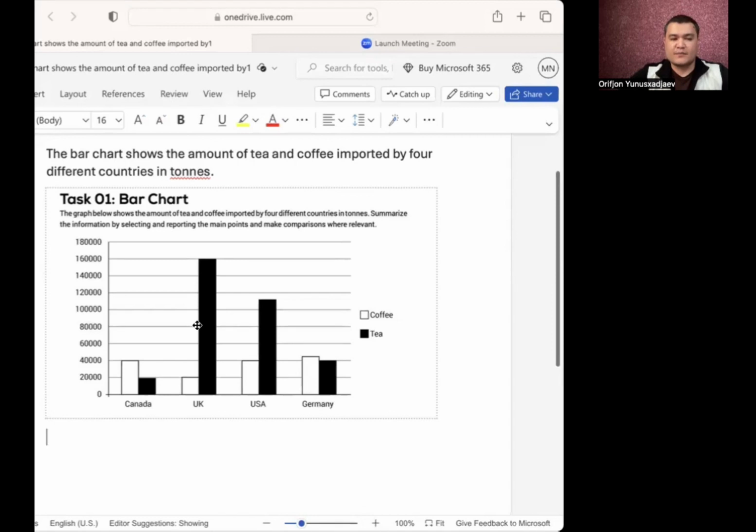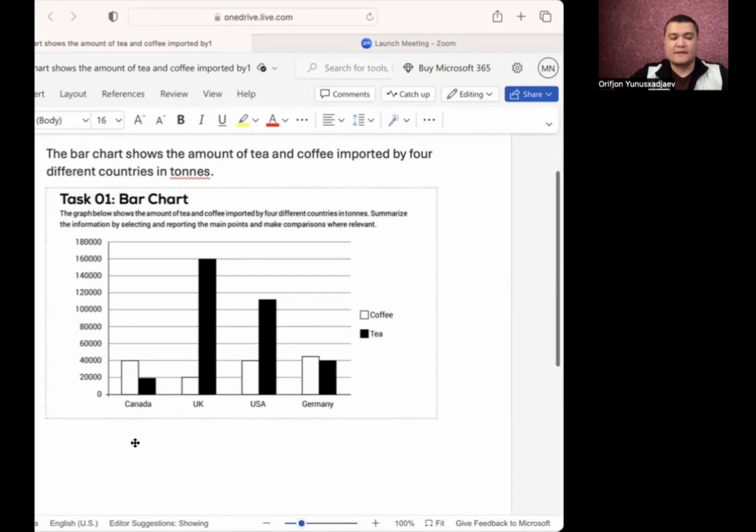The question says the bar chart shows the amount of tea and coffee imported by 4 different countries in tons. The vertical axis shows the amount from 0 till 180,000, and the horizontal axis, this one here, shows information about 4 different countries. We have Canada, the UK, the USA, and Germany. All right, so the white color represents coffee and the black color represents tea.